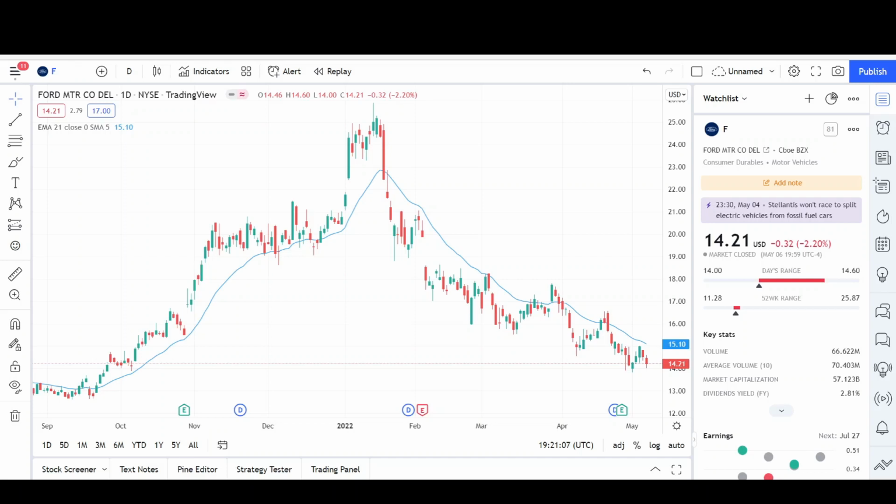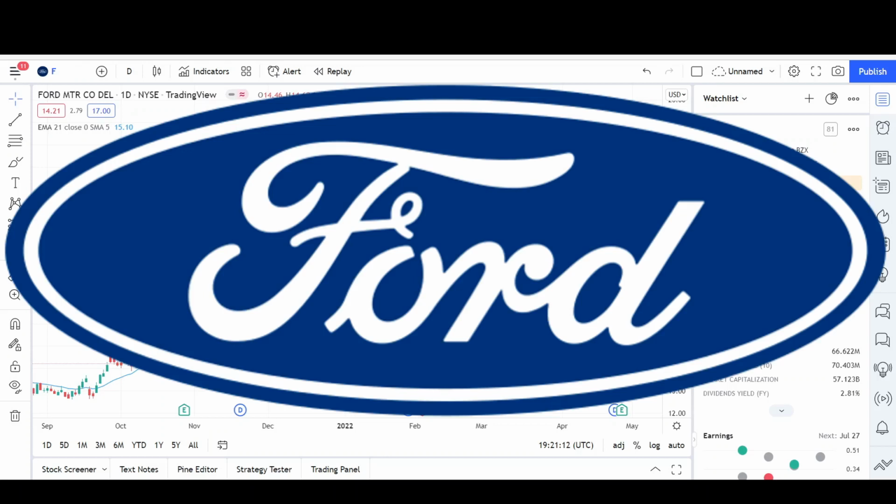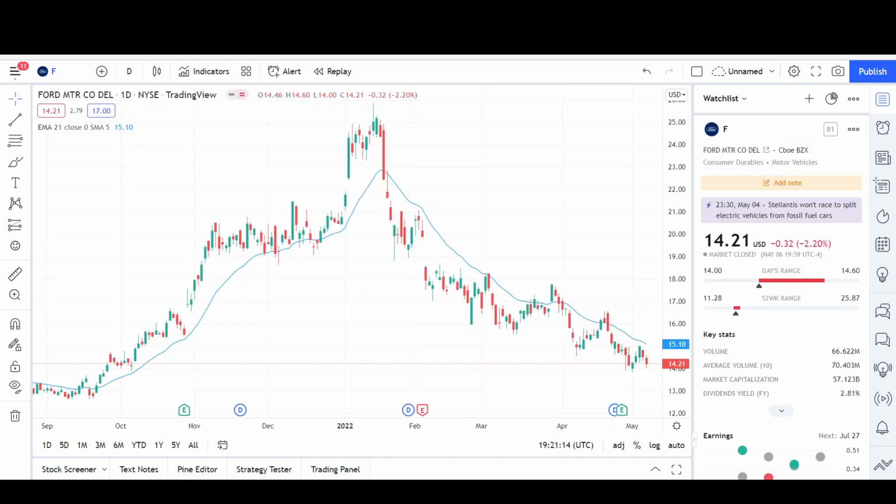What's up traders, this is Vee Trades and today I'll be doing a technical analysis breakdown for Ford with the ticker symbol F. This was a viewer's request and thank you for your donation.